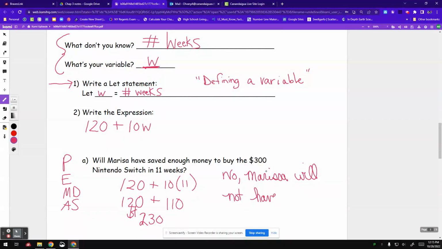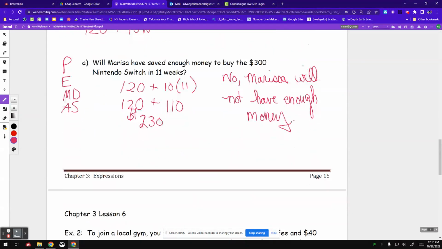After 11 weeks. So she has to keep saving. I hope she doesn't blow it on something else. I hope she's going to keep saving until she can afford the $300 Nintendo.